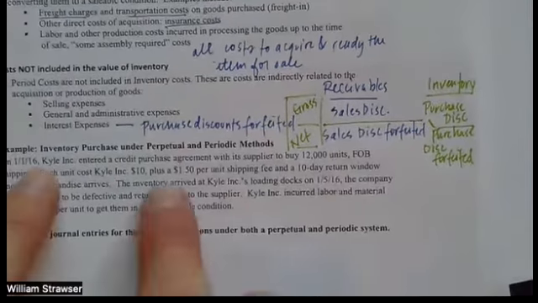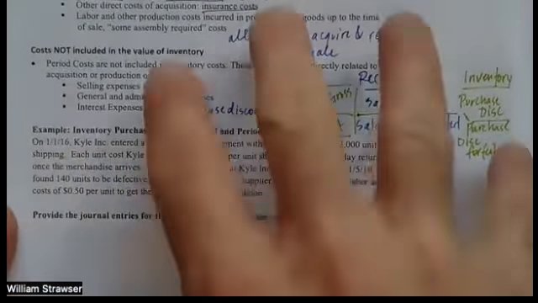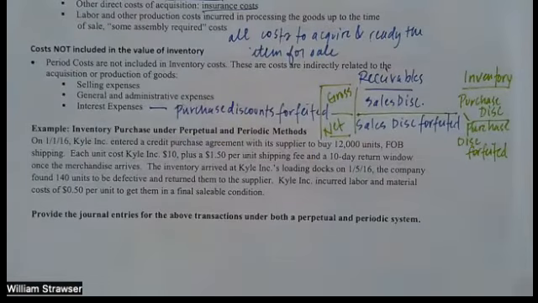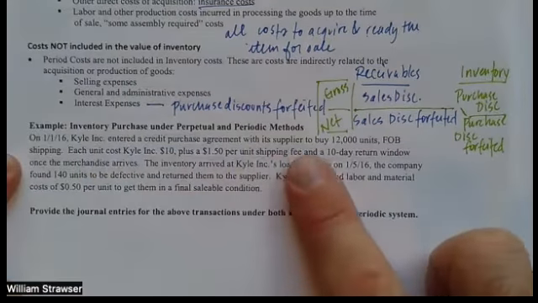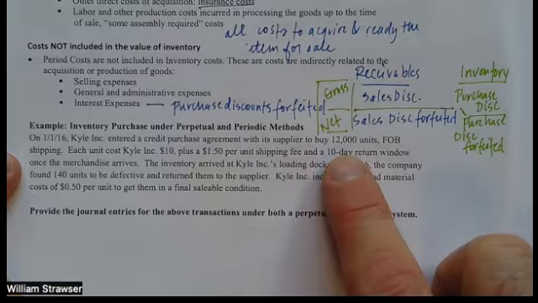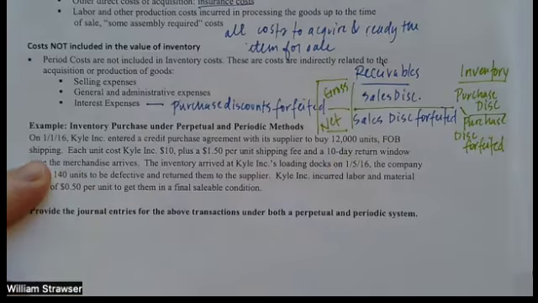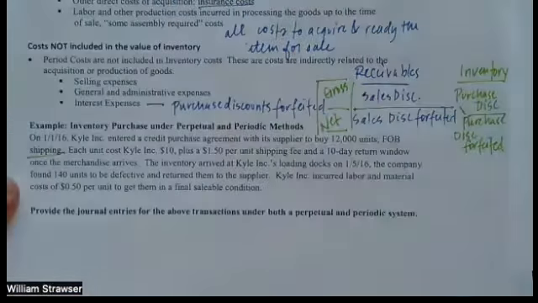Now that we've talked about everything that's included, the adjunct, the contra accounts, and perpetual and periodic systems, let's look at what happens with an agreement with all these different factors rolled into it, using a credit purchase so that we see the potential for those sales discounts or purchase discounts. So it says Kyle Inc. entered a credit purchase agreement with its supplier, buying 12,000 units FOB shipping, right? So we want to keep track of that because that's when title passes.